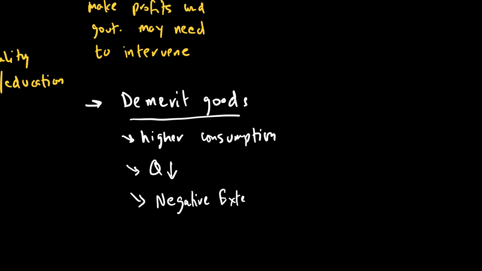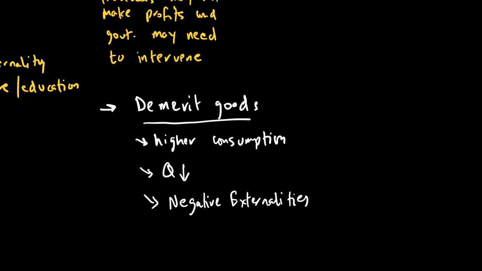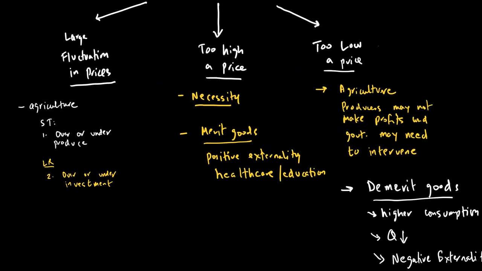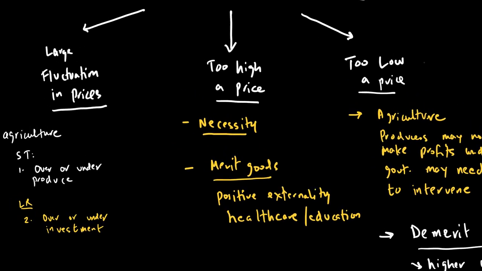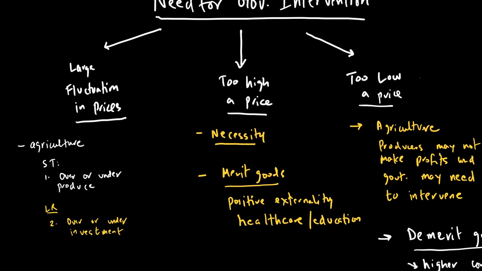Negative externalities. So these are the three reasons why government may intervene: if the price is too low, if the price is too high, or if there are large fluctuations in prices. How does the government intervene? We'll see that in the next video.